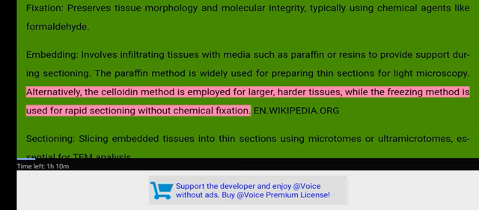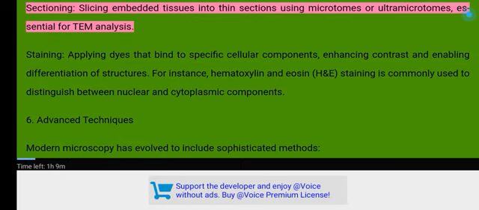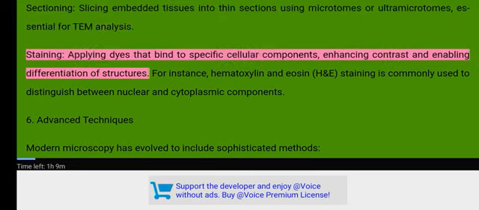Alternatively, the resin method is employed for larger, harder tissues, while the freezing method is used for rapid sectioning without chemical fixation. Sectioning, slicing embedded tissues into thin sections using microtomes or ultramicrotomes, is essential for TEM analysis.